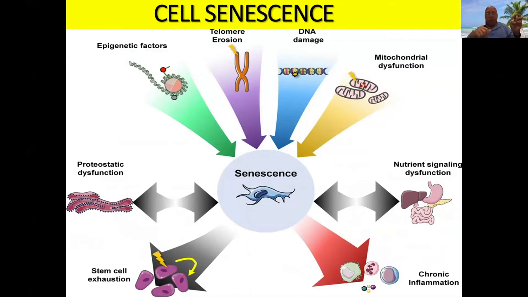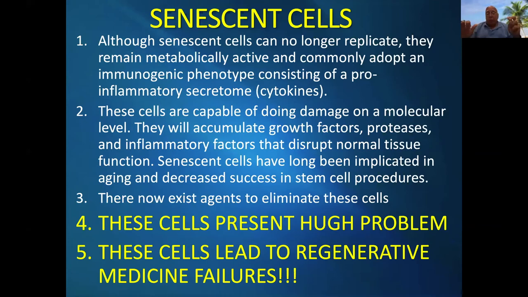Now, when you have cell senescence, what happens? You'll get stem cell exhaustion, you'll get chronic inflammation, and that's the real key, the chronic inflammation leading to metabolic exodus, leading to cancer, leading to diabetes, and leading to failure in your regenerative medicine procedures. Okay, so basically senescent cells are a huge problem. There are now companies devoted solely to making senolytic agents, agents that actually kill these cells. And we'll get into that shortly here.